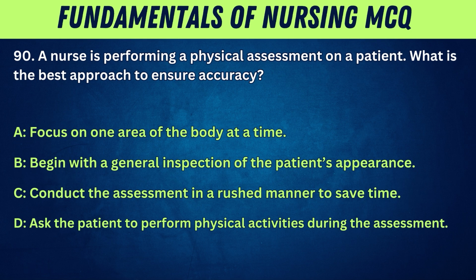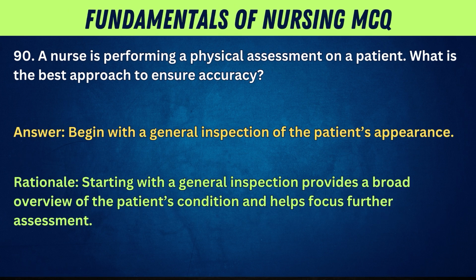90. A nurse is performing a physical assessment on a patient. What is the best approach to ensure accuracy? A. Focus on one area of the body at a time. B. Begin with a general inspection of the patient's appearance. C. Conduct the assessment in a rushed manner to save time. D. Ask the patient to perform physical activities during the assessment. Answer: begin with a general inspection of the patient's appearance. Rationale: starting with a general inspection provides a broad overview of the patient's condition and helps focus further assessment.